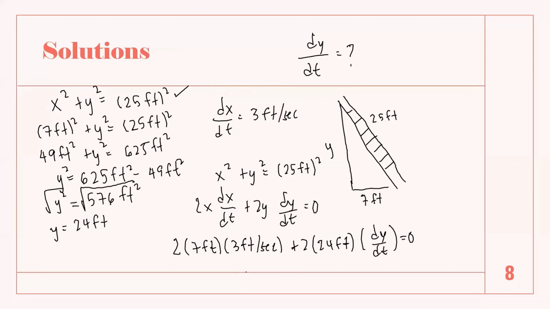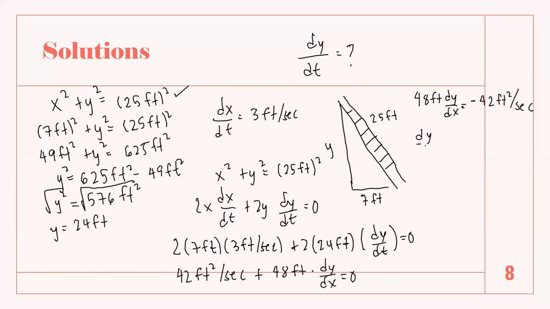So now we're going to multiply 2 with 7 feet with 3 feet per second. So 2 times 7 is 14 times 3 is 42 feet squared over second plus 2 times 24 is 48 feet then times dy over dx equals 0. So what are we going to do next is we are going to solve for dy over dx. So tinranspose na natin yung 42 feet squared over second sa kanan kaya naging negative po siya.